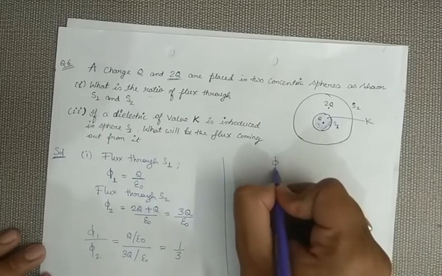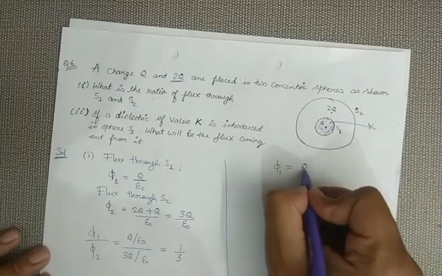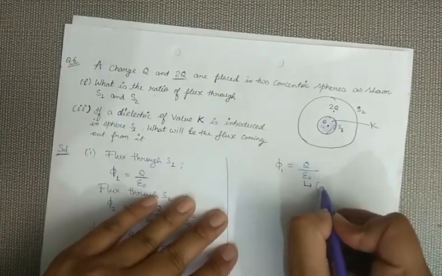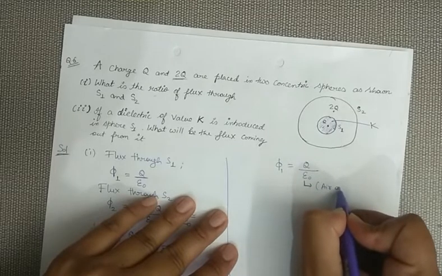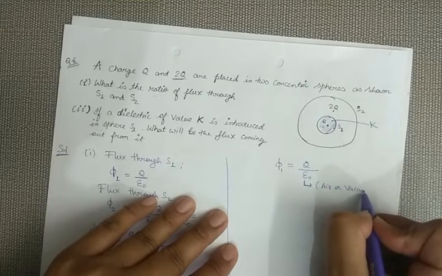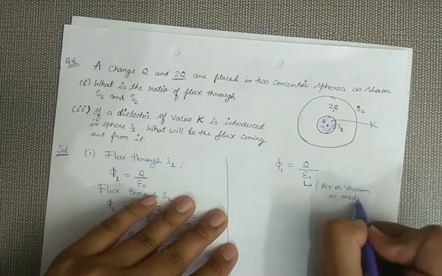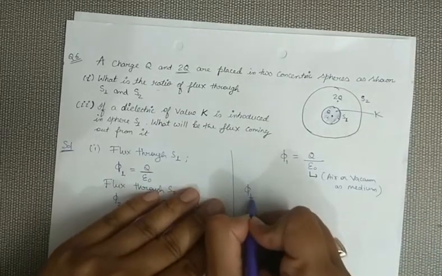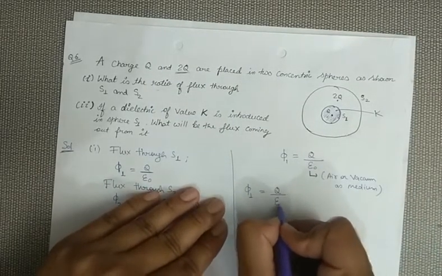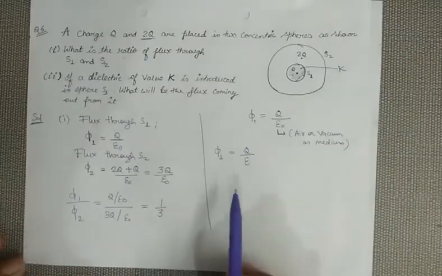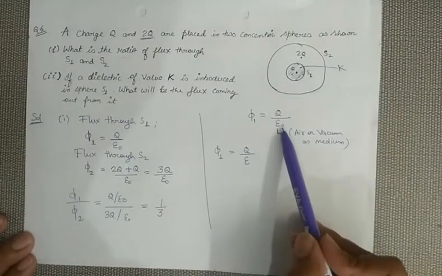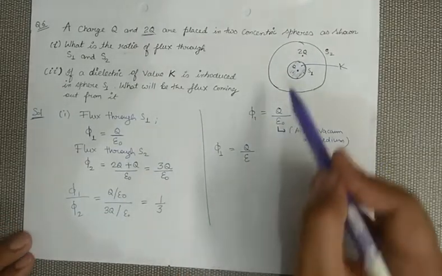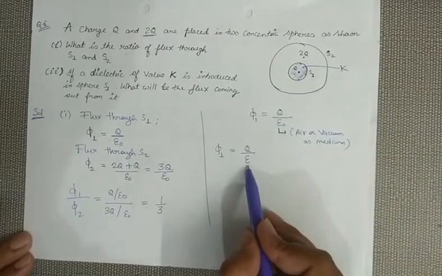Now see, we know that flux equals total charge Q divided by epsilon naught. But this epsilon naught is used only when we talk about air or vacuum as the medium. But this time they have filled this medium. So this time flux phi1 will be Q divided by epsilon. Just try to remember, in our earlier lecture I discussed these two terms. This is epsilon naught, when there is no medium, simply air or vacuum. But if we use any kind of medium, then we use epsilon.